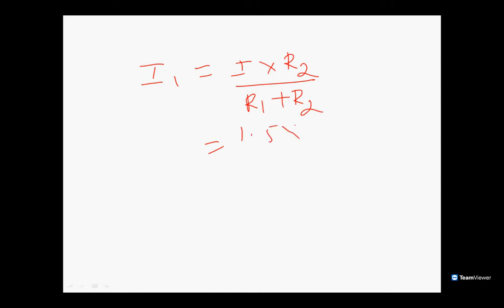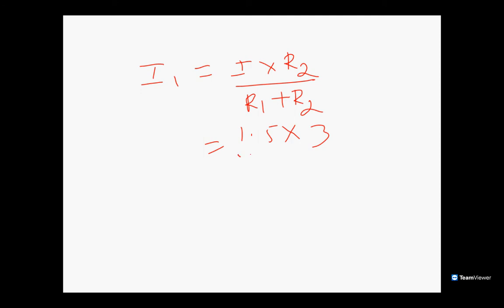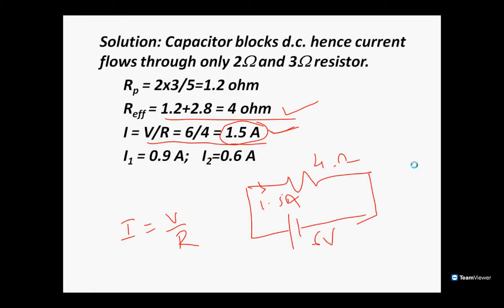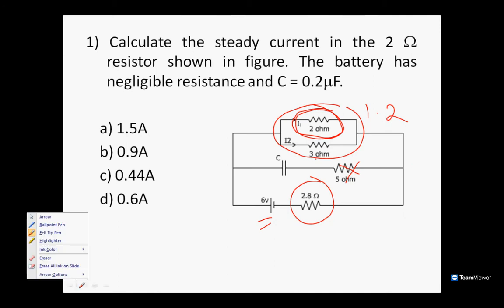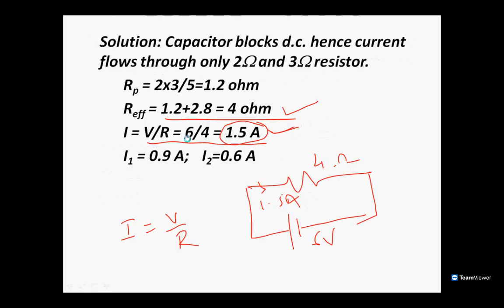1.5 ampere. The resistance of the other branch is 3 ohm. Next, R1 plus R2 equals 5. When simplified, it equals 0.9 ampere. This is the current flowing in this resistor: 0.9 ampere. This is the right answer. Next.